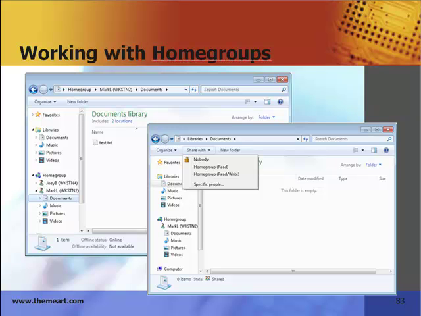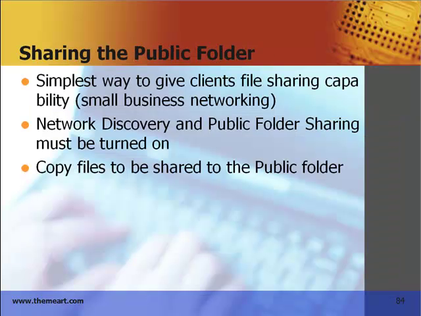And here you can see just changing the permissions for the home group. Just remember that the default is that everyone who belongs to that home group has read permission. If you want to give them read-write, then you can, but the default will be read. You also have a public folder available in your Windows 7 box. I wouldn't really recommend using it, but it's there. If you turn on network discovery and public folder sharing, then they can get to anything you put on that public folder in your machine.